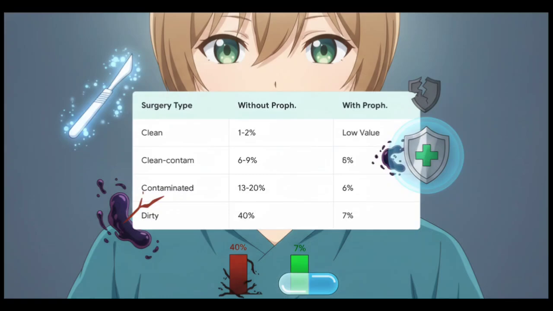But look at the data for dirty surgery, procedures involving pus, perforation, or an abscess. Without prophylaxis, the infection rate is a staggering 40%. But with prophylaxis, it plummets to just 7%. That massive reduction is exactly what justifies a full 5-day course of therapeutic antibiotics for dirty procedures.